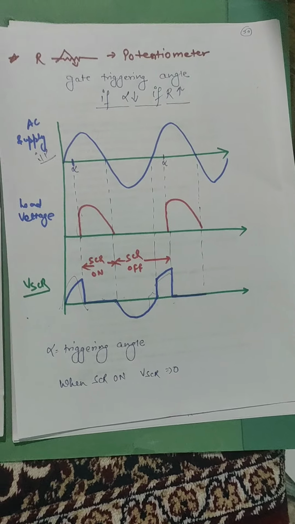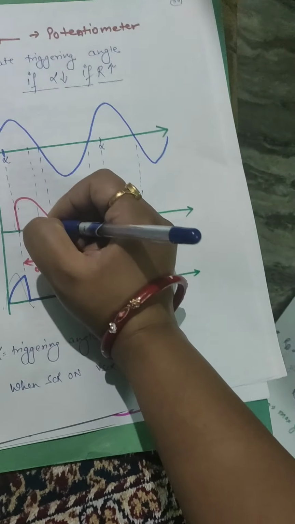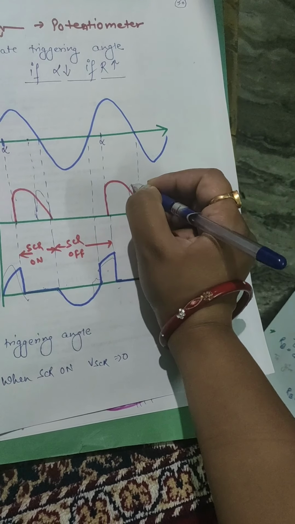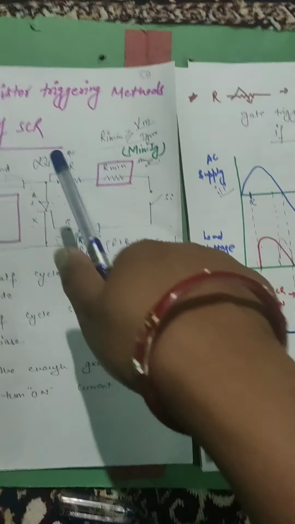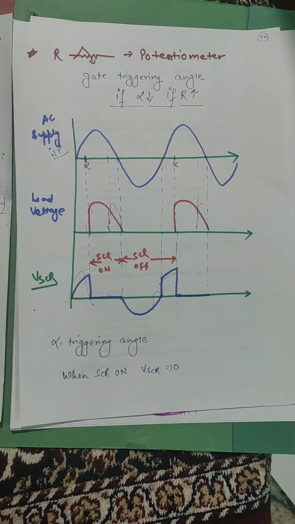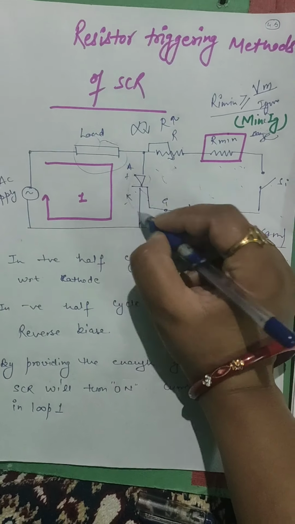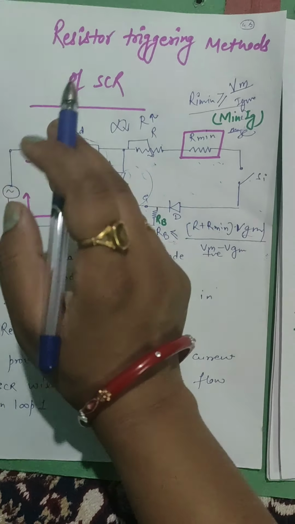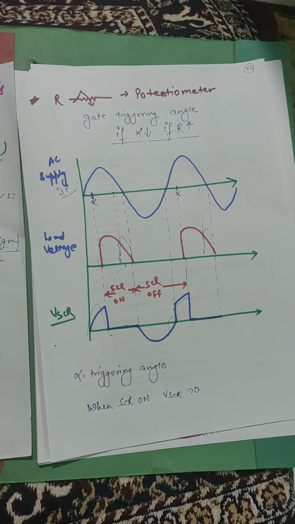If the firing angle is this, we are able to get the load voltage like this. So it depends on the firing angle, and the firing angle depends on the variable resistance. This is the waveform for resistor triggering of SCR. When the SCR is on, the voltage across the SCR is 0, and we are able to get the load voltage.